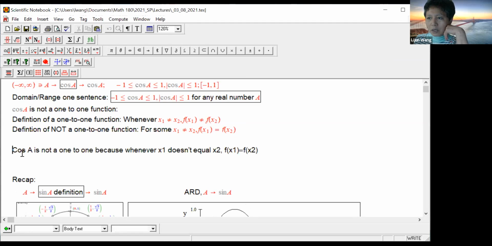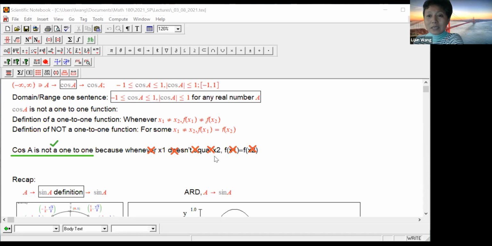Okay, P said cosine A is not a one-to-one function. This statement is right. That is correct. But what happens here is, whenever x1 does not equal x2, this piece is not true. This piece is not true. You follow me?